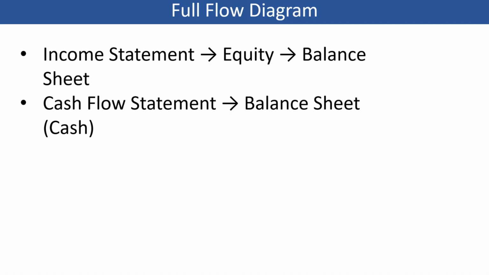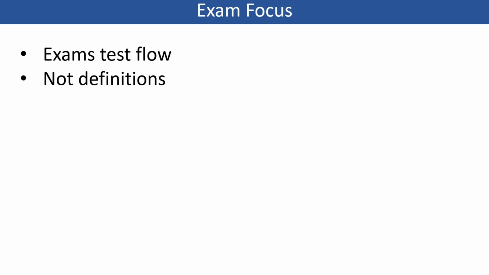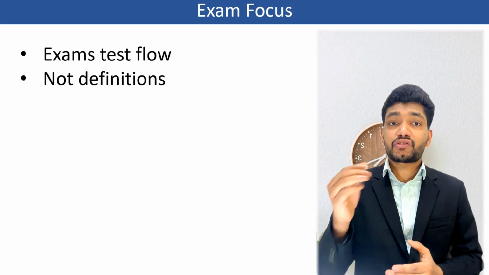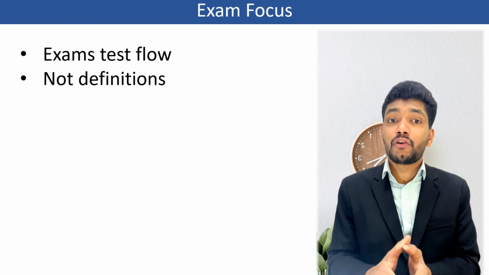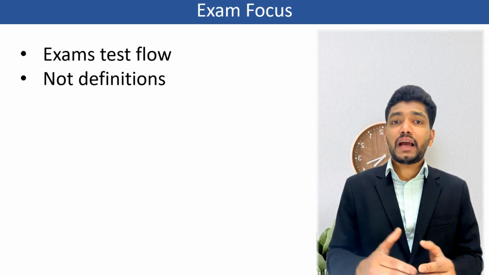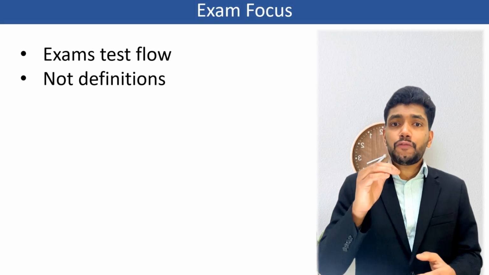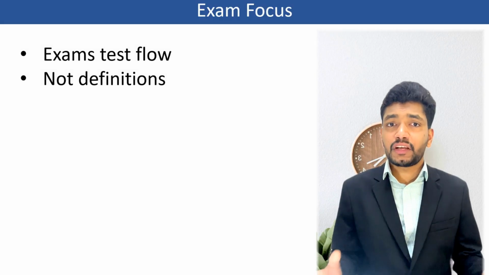All four statements are telling one financial story. If you pause the video here and rewind this flow once, you will never forget how the four statements connect. In exams, they do not ask definitions. They ask questions like, if profit increased, what happened to equity? If cash decreased, where did the cash go? If you understand the connection, these questions become easy.